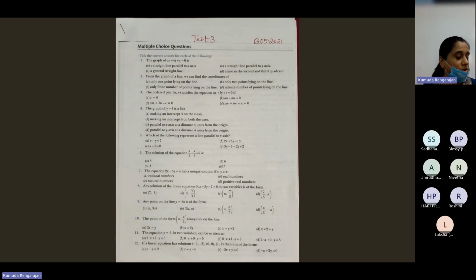Sixth one, the solution of the equation. You have to just solve it, children. This you should do it. 6. You can even substitute and check. 6 by 2 is 3, and 6 by 3 is 2, and 3 plus 2 is 5. So 6 is the correct answer. You don't even have to solve it. Just put the value.